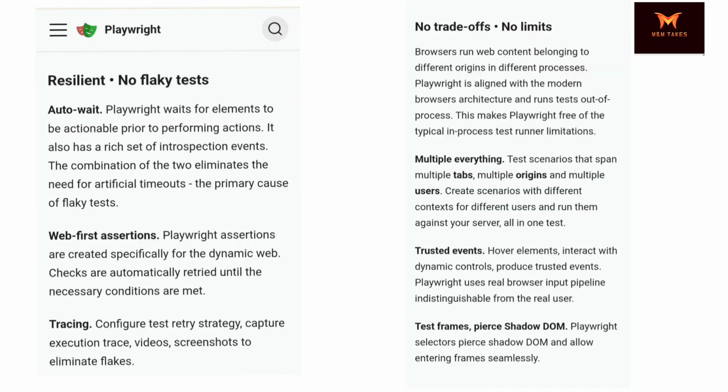So next, we are moving to the next important support from Playwright: resilient, no flaky tests. We have auto-wait, web first assertions, and tracing. Coming to no flaky tests, this is the part which is missing in many other frameworks. It means suppose your test is failing due to a synchronization issue, we have to add waits explicitly or manually.